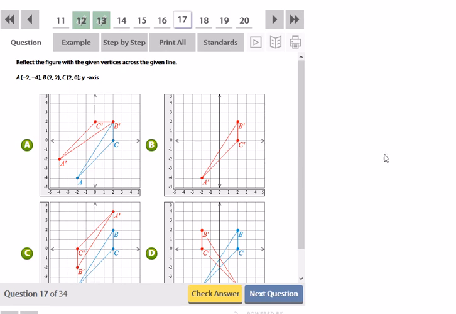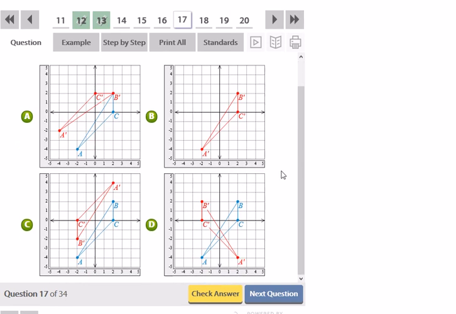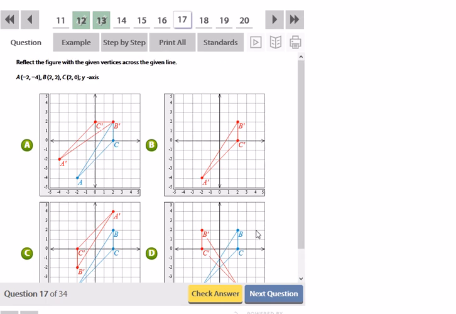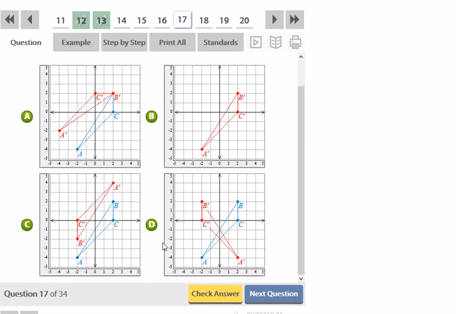Well, so it can't be A. B doesn't even really show a reflection. C looks like it's reflecting across the origin. So it looks like the only one that it could be is D, and we can confirm by looking at the points. A is at negative 2, negative 4. B is at 2, 2, and C is at 2, 0, so it has to be D.